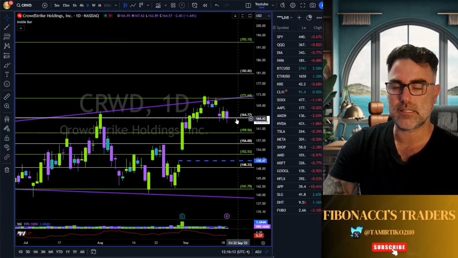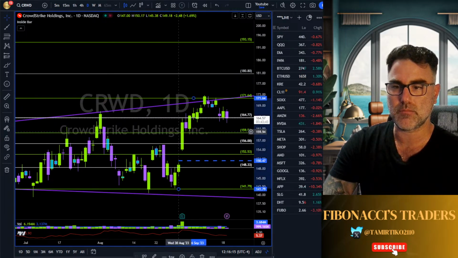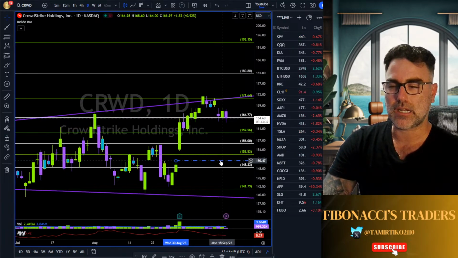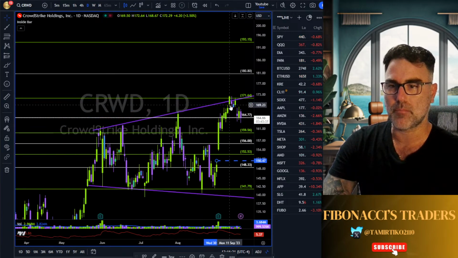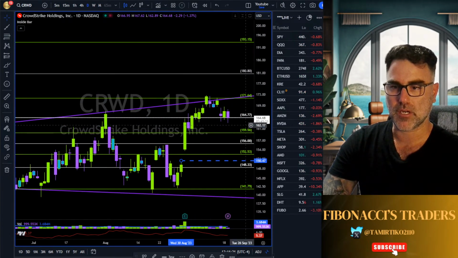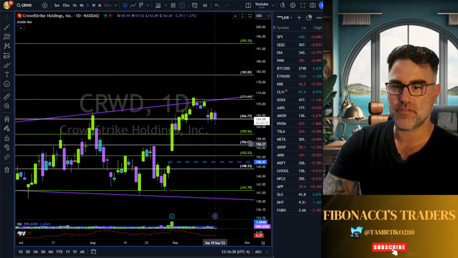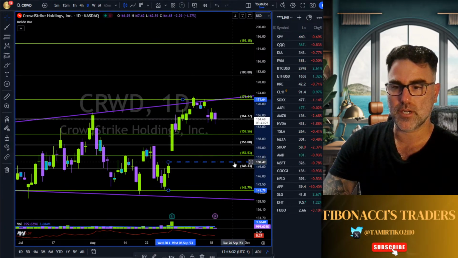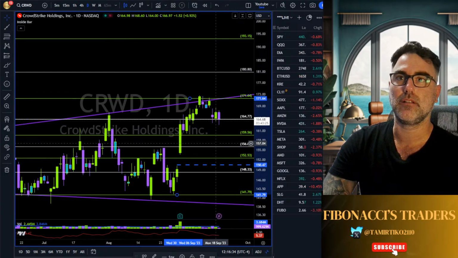Below 164, we are heading to 160. Below 160, we're heading towards this gap over here. If you're not long yet, I would wait for a break above this purple trend line, or some kind of a bounce off the 156 or the 152, or wait for this gap to get filled.